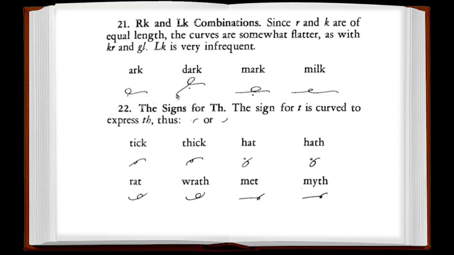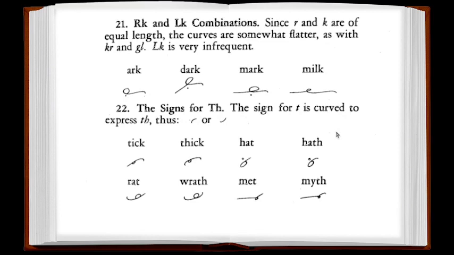Arc, dark, mark, milk. The signs for TH. The sign for T is curved to express TH. Thus, here's an over TH and here's an under TH. Let's review some of these.